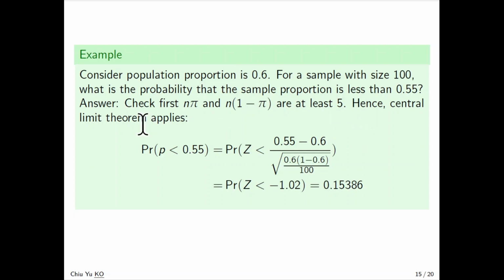So the central limit theorem applies, and then we calculate the probability that p, the sample proportion, is less than 0.55. Then we can rewrite it by z: 0.55 minus 0.6, which is the sample proportion minus pi, over the root of pi times 1 minus pi over 100. Then we get negative 1.02. Then look at the z table, and then you can find the answer. Okay, so that is the end of the sample proportion part.